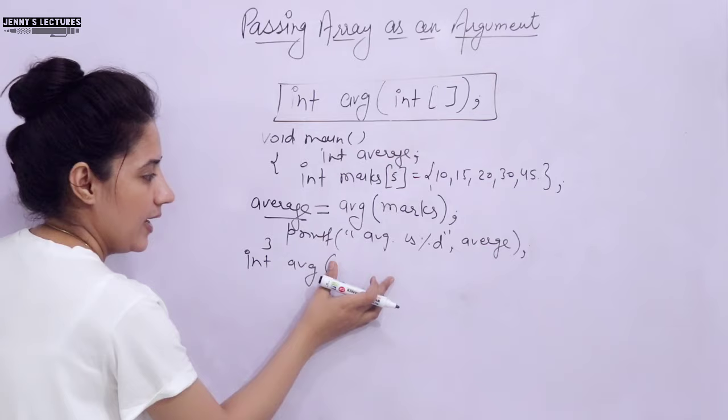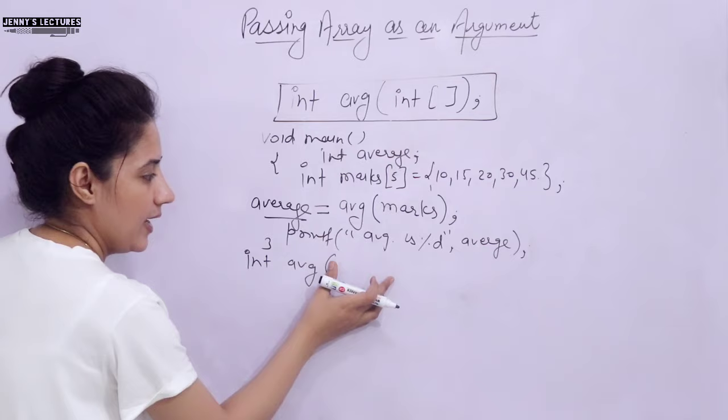Just write down this: i less than how many elements in the array, obviously less than size, we are going to run, and then i plus plus. And here what you will do: sum is equal to sum plus, or you can say sum plus equal to array name. I am taking here marks1, and here i.